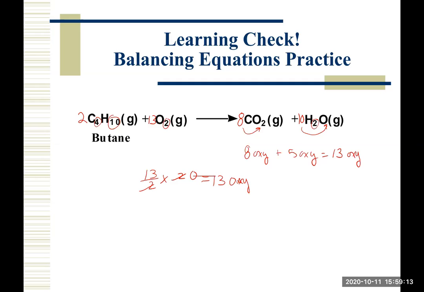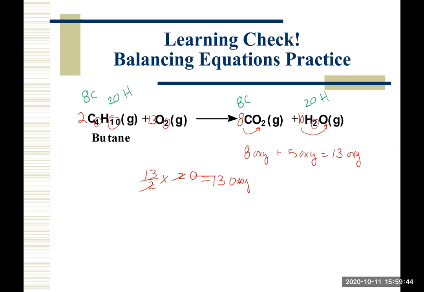So we have 2 times 4 gives us 8 carbons on the left. And over here on the right, we also have 8 carbons. For the hydrogens, we have 2 times 10, which gives us 20 hydrogens on the left. And if we look over here on the right, we have 10 times 2, which also gives us 20 hydrogens on the right. And now the oxygens.